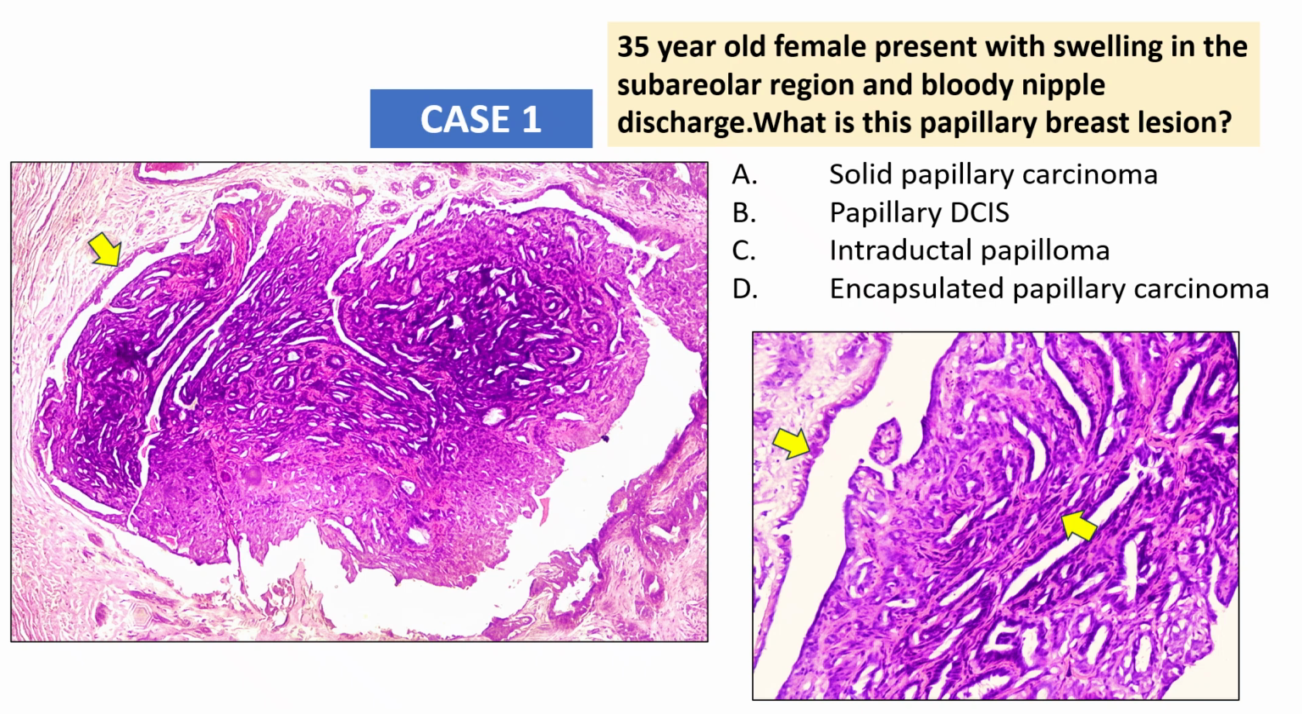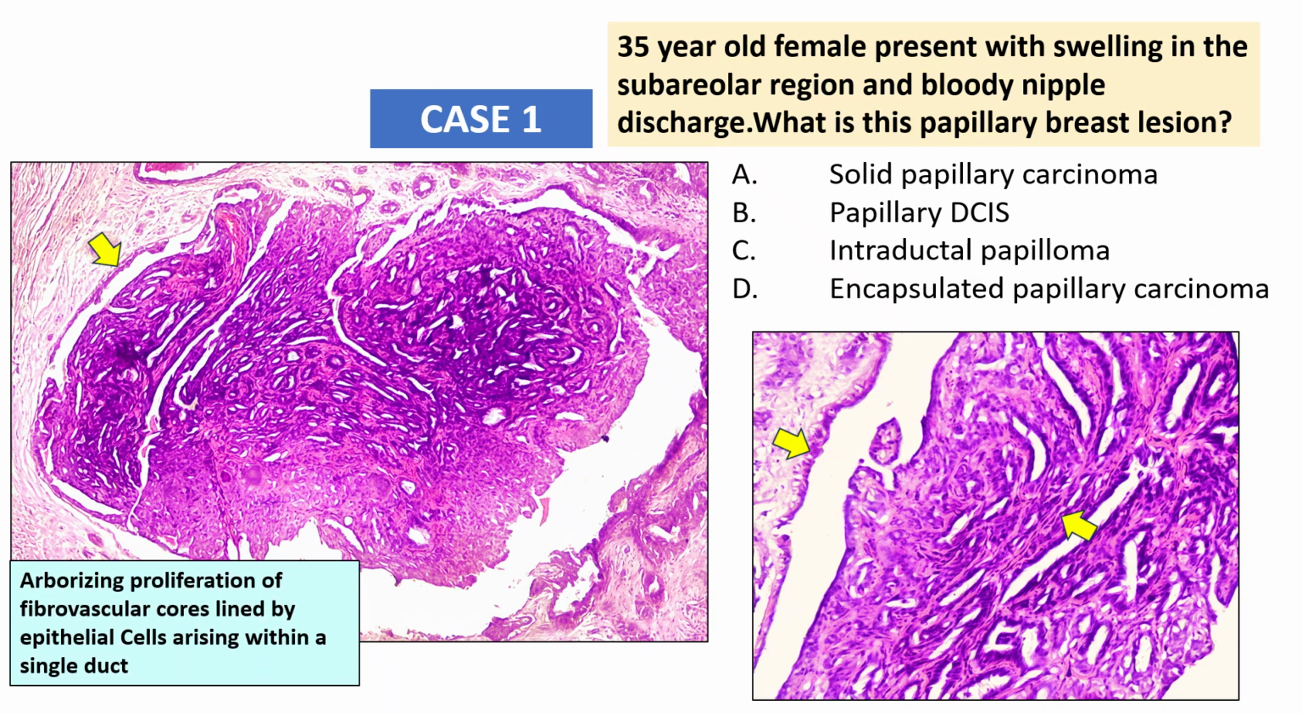So first, what did I tell you? You should confirm whether it is a papillary neoplasm or not. So are you seeing papillae here? Yes. So this is a large dilated duct. Here is a small duct, and this is a large dilated duct, which is filled with the papillary proliferation. So you are able to see arborizing proliferation of fibrovascular cores lined by epithelial cells arising within a single duct.